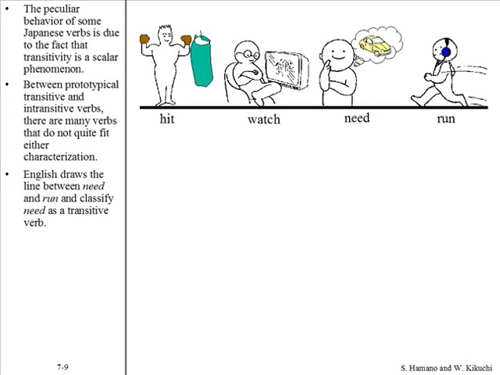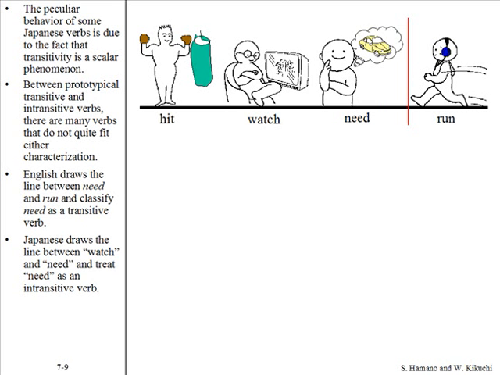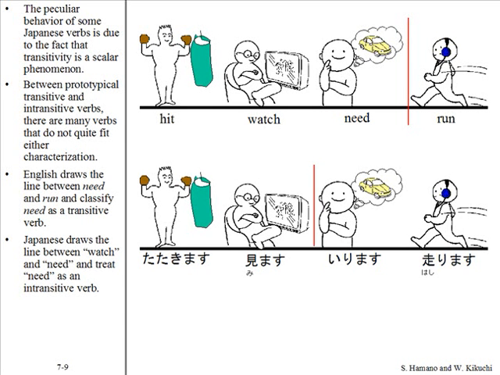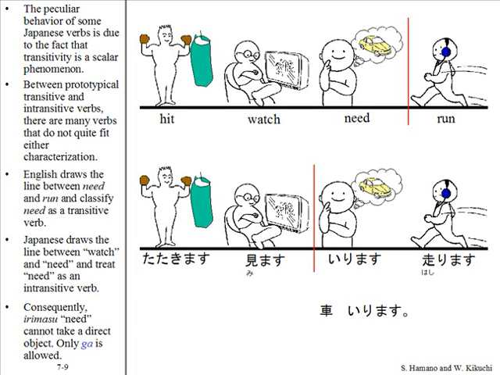English draws a line between need and run and classifies need as a transitive verb. Japanese draws the line between watch and need and treats need as an intransitive verb. Consequently, いります, need, cannot take a direct object. Only ga is allowed. 車がいります。This explanation applies to all the verbs on page 8.